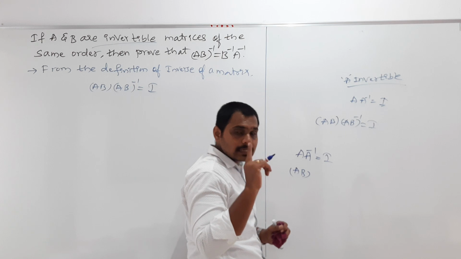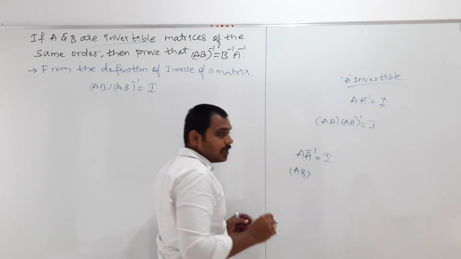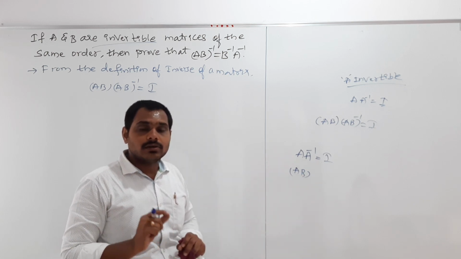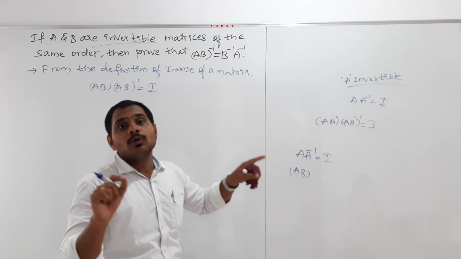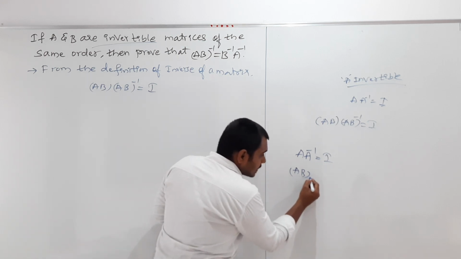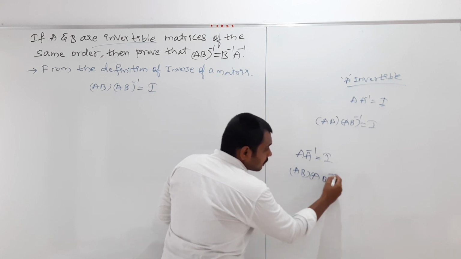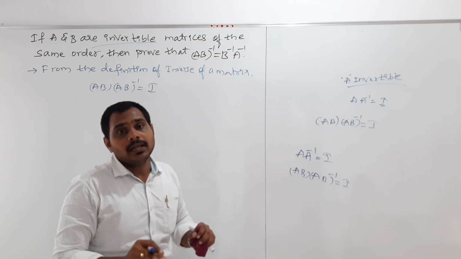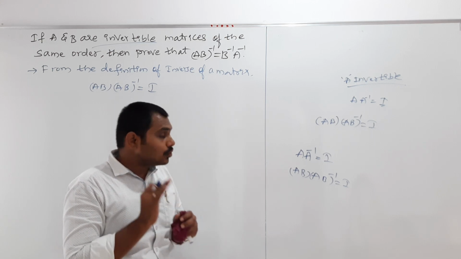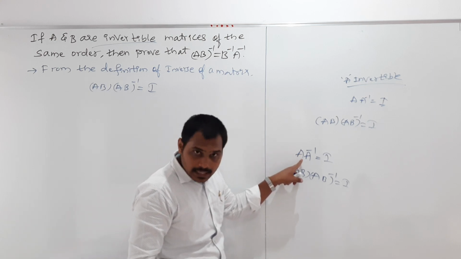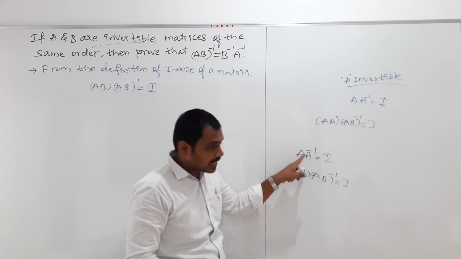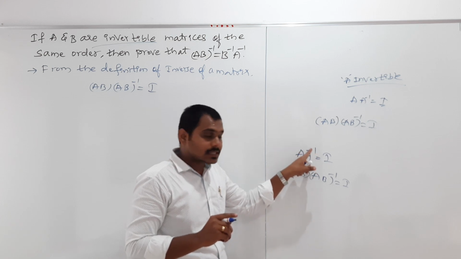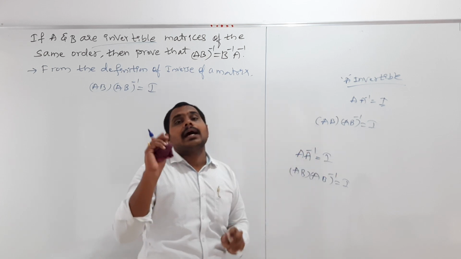AB is also one matrix only, because if you multiply A and B, you will get one square bracket with the elements within it. Therefore, to that matrix, if I multiply with the inverse of that, AB whole inverse, then I will get the identity matrix. Please keep in mind, for any matrix A, if I multiply with the inverse of that, A inverse, I will get the identity matrix.